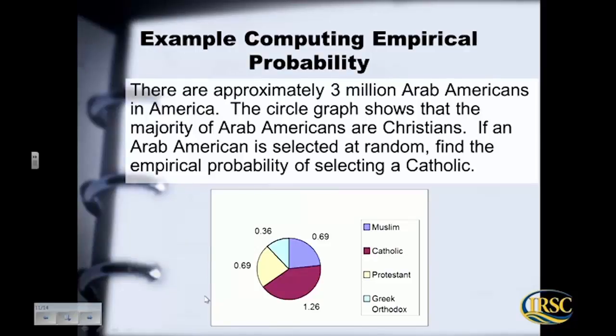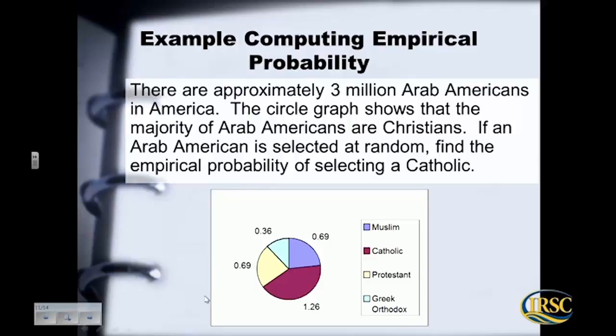So notice in the chart, it's separated into 4 different colors. We have this group is Muslim, that's more of a purplish blue. This maroon color are those that are Catholic. The yellow are those that are Protestant, and that light green there is Greek Orthodox. And in case you're not familiar, sometimes these problems can be a little confusing if you're not real familiar with religion per se. But Catholic, Protestant, and Greek Orthodox are all Christian religions, okay, just different denominations. But they want specifically the probability of selecting a Catholic.